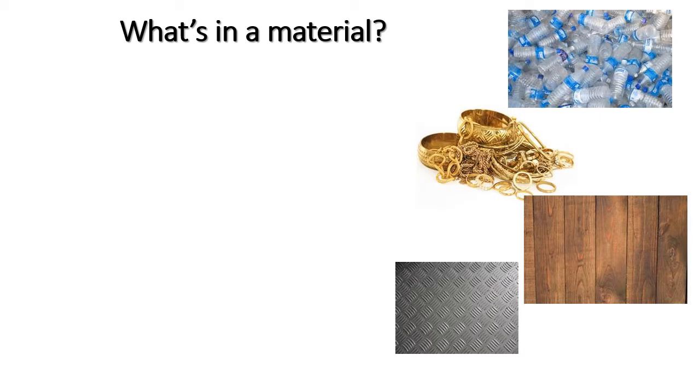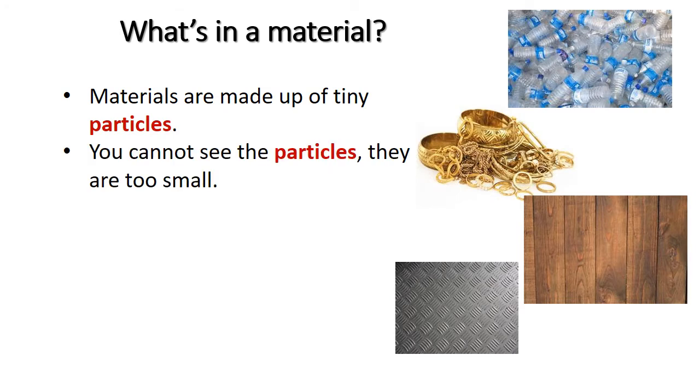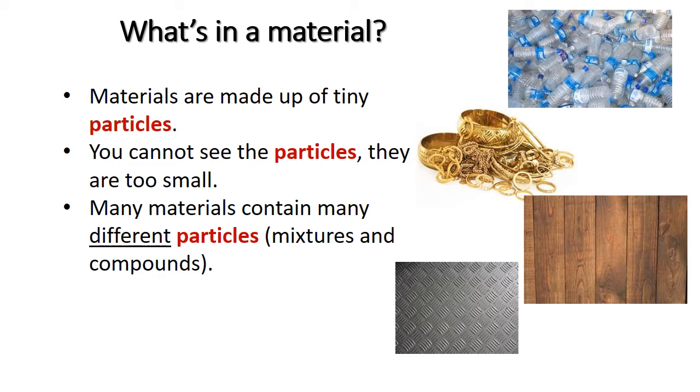Okay, so materials are made up of tiny particles, and we've already learned that these tiny particles can be atoms sometimes, but these particles can also sometimes be molecules, where atoms are joined together. So particles are really small, and materials can contain many different particles, and these particles can be joined together, so it can be a compound, or they can just be mixed together, so it's a mixture.